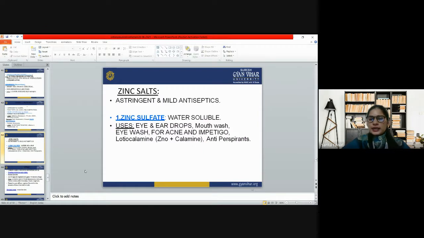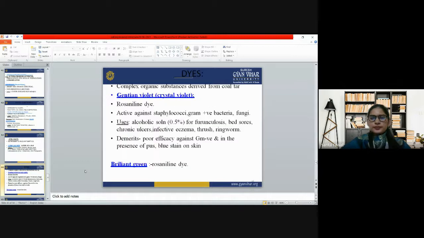Now zinc salt. Zinc salt has astringent and mild antiseptic actions. For example, we have zinc sulfate. It is water soluble, and the uses include eye and ear drops, mouth washes, eye washes, for acne, and calamine lotion, and in antiperspirants.